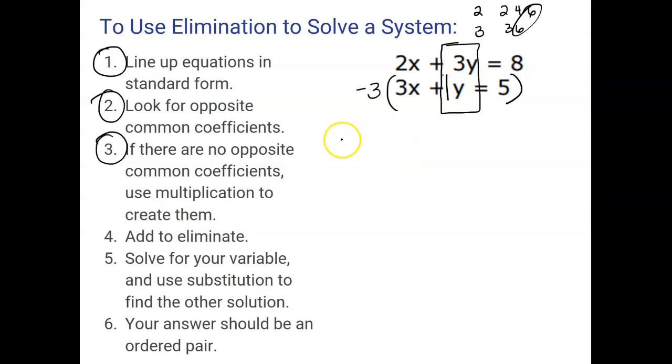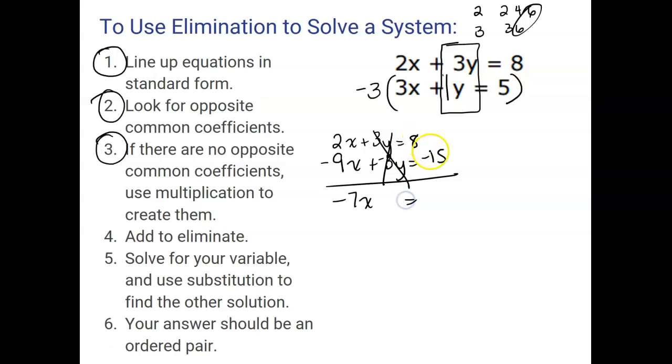The top equation stays exactly the same, 2x plus 3y equals 8. But the bottom equation, everything becomes multiplied by -3. -9x plus -3y equals -15. I add down. 2 plus -9 is -7x. 3 and -3 cancel out. 8 plus -15 makes -7.